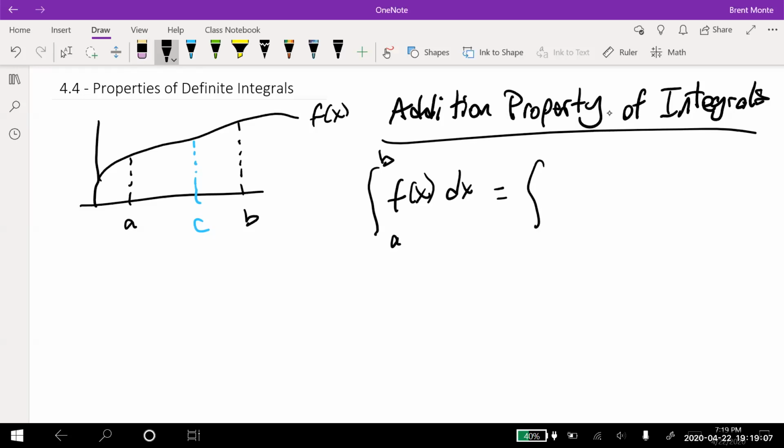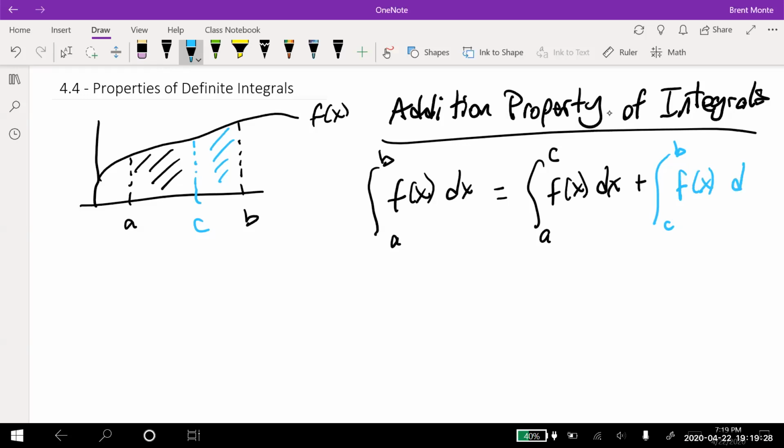I can do that by doing this first area from a to c of f of x dx, plus adding the second area from c to b of f of x dx. And it looks like it should be simple enough. And actually, that's all the property is.